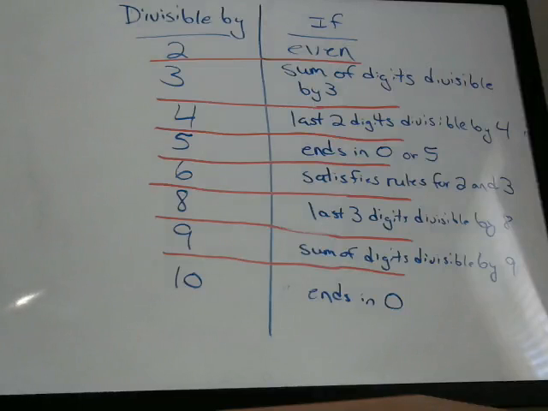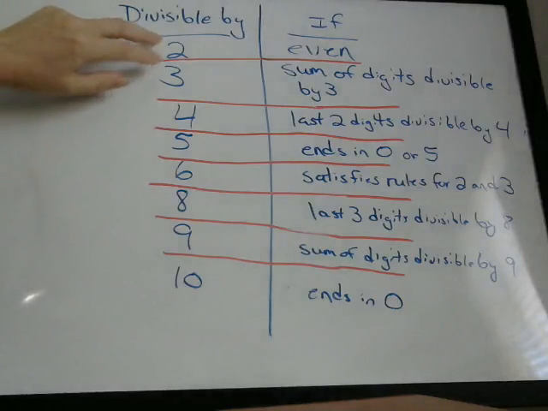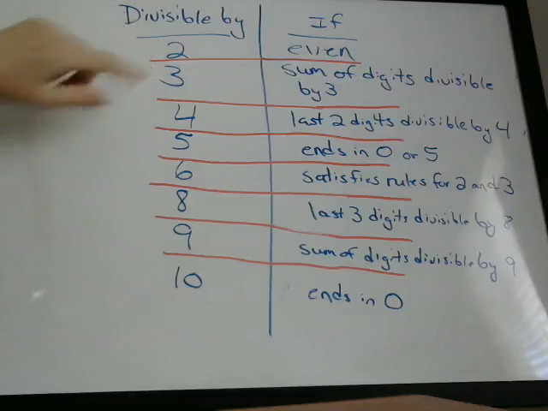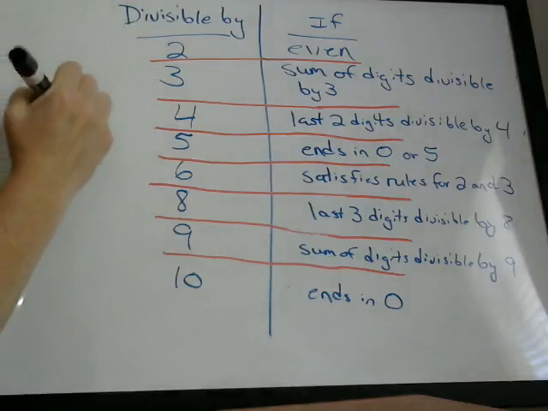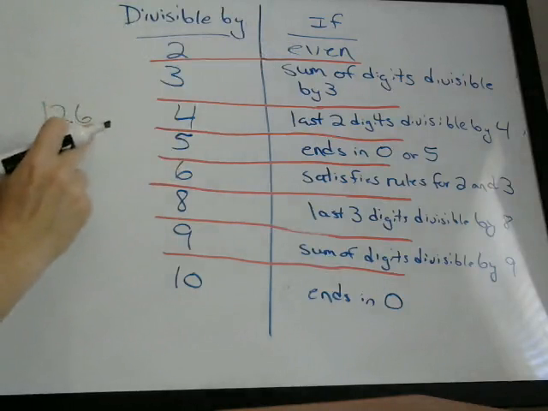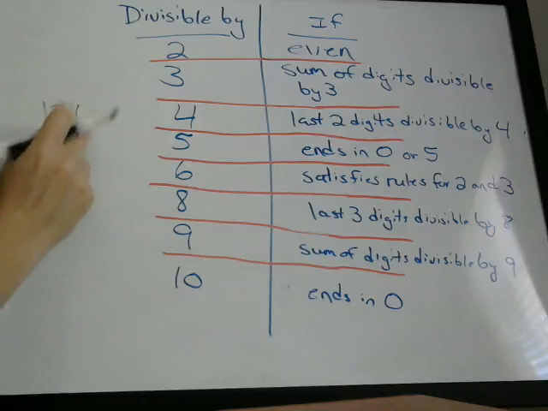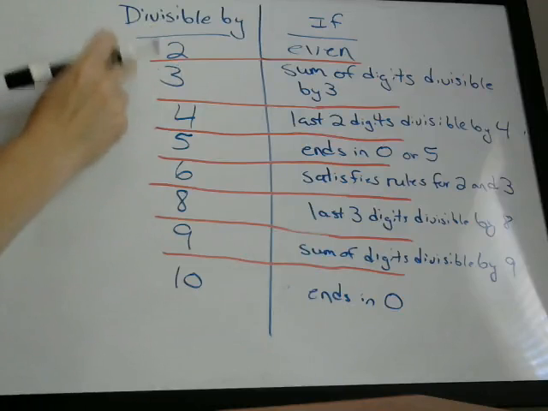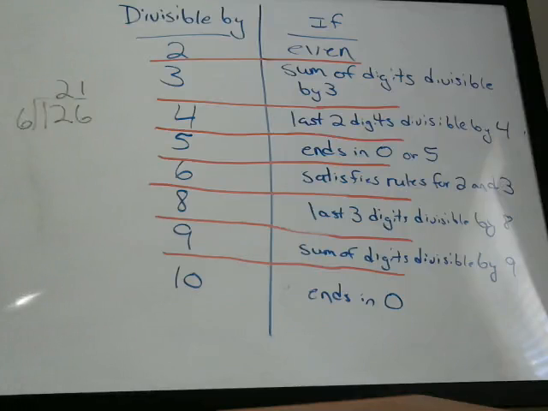For 6, we have to go back and look at the rules for 2 and 3. For 6, it has to satisfy both 2 and 3. So it has to be even, and the sum of the digits has to be divisible by 3. So 126 is even, so it satisfies 2. And 1 plus 2 is 3, plus 6 is 9, which is divisible by 3. So since it satisfies both of those, it is also divisible by 6. And it's 21.